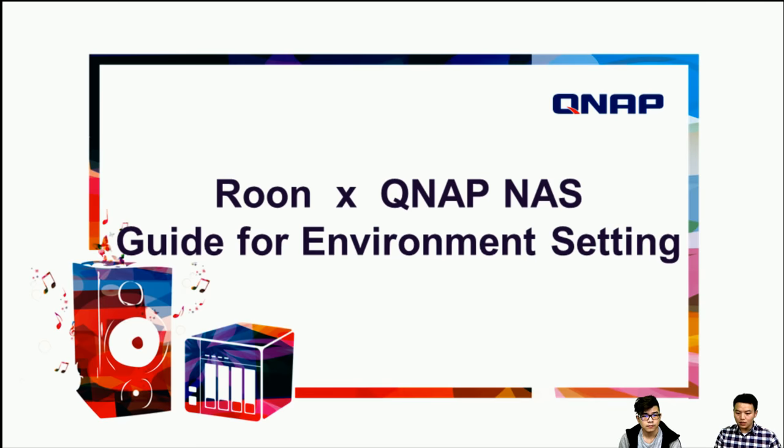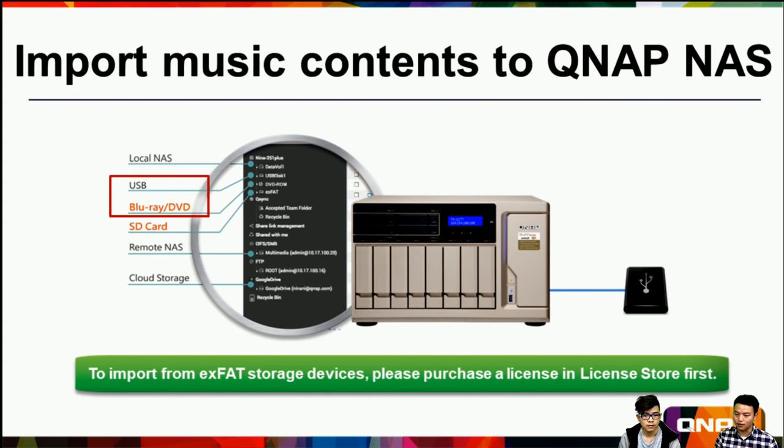So we just covered the three important elements for a full Roon structure, which are the control, core, and outputs. Now we're getting our hands dirty to let everyone know how to actually set up a core on the QNAP NAS. The first thing is, please find your music and pour everything to the HDD on the recommended NAS.